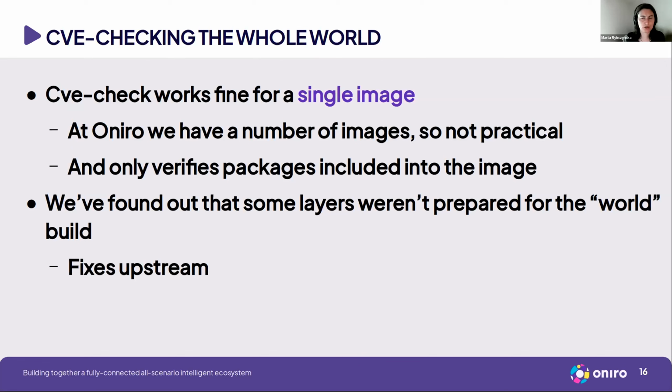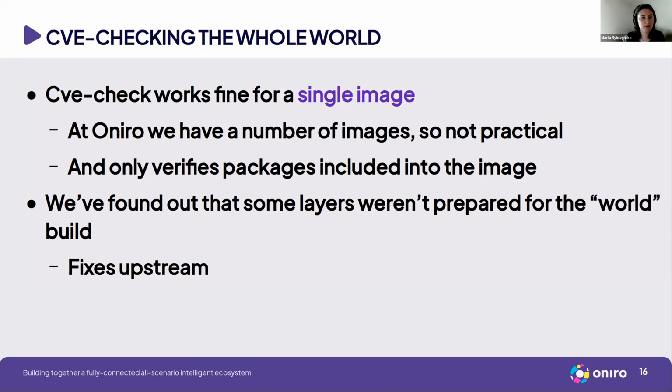And it also only verifies the packages and recipes that get included into the image or into the build, maybe. And we have no information about other things that are in the layers that we include. So we wanted to run the CVE-check for the world build with all the layers that we include. And that resulted in some fixes upstream for the places that were not exactly working as they should be. And there are some more things that will be coming.